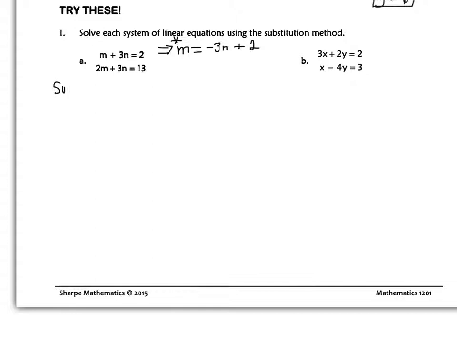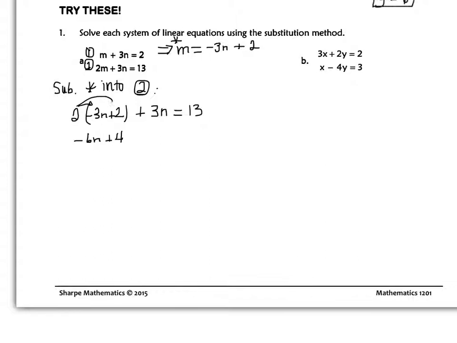So then we substitute our star into, call this equation 1, this equation 2. Since the star equation came from equation 1, we'd substitute it into equation 2. So instead of 2m plus 3n, we're going to have 2 with brackets where the m would usually go, because we're going to replace that with negative 3n plus 2. And then distribute to get negative 6n plus 4. And then you still got your plus 3n equals 13.